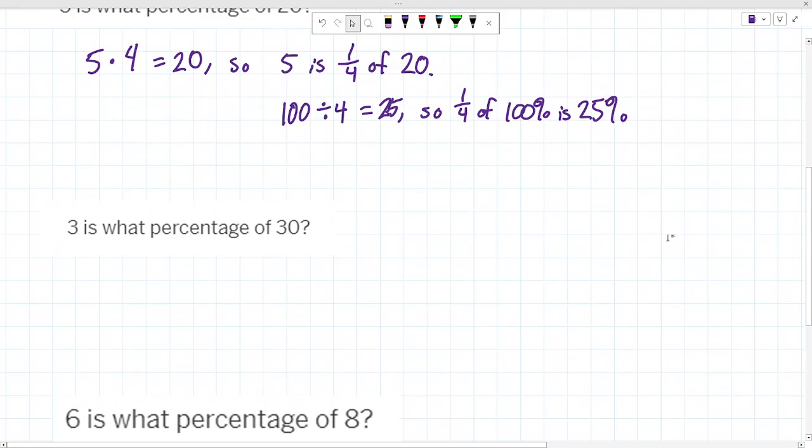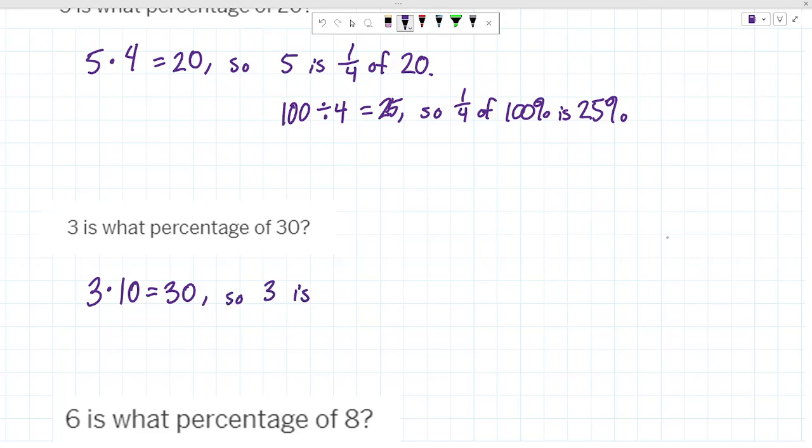So next, 3 is what percentage of 30? So again, let's use the routine we're getting into. 3 times what is 30? 3 times 10 is 30. So 3 is 1/10 of 30. What percentage goes with 1/10? If we take 1/10 of something, what percentage are we taking? That would be 10%. So 3 is 10% of 30.